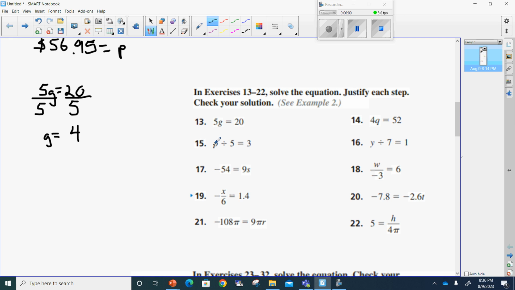All right, let's work through the rest of these quickly and see if we can make a quick night of this. So p divided by 5 equals 3. That means I'm going to multiply by 5 to get rid of dividing by 5, right? We do the opposite, which means we'll take 3 and multiply it by 5, and that's going to give us p equals 3 times 5, that's 15.